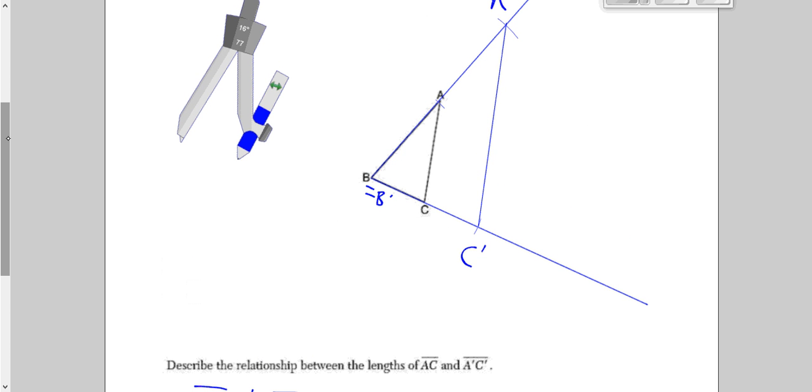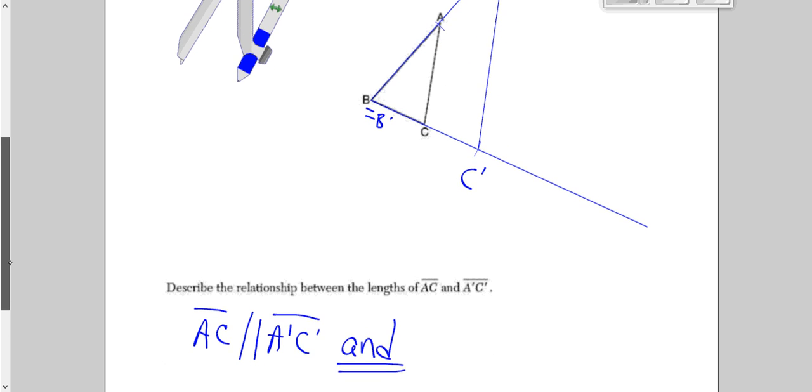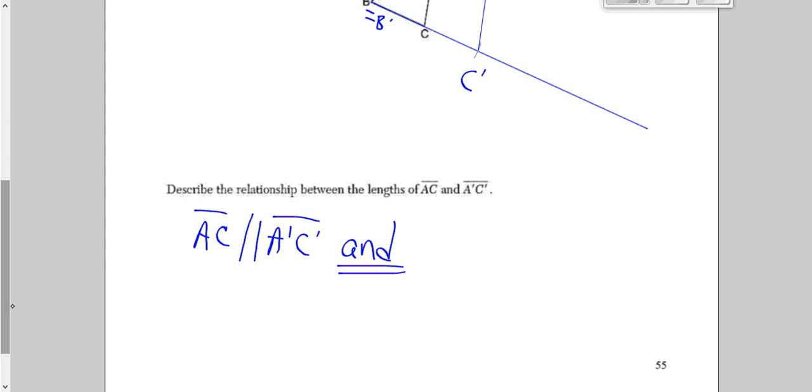How do they relate? What was the scale factor? 2. So double. Okay, so what do we say? That AC is double. So the new segment A prime C prime is equal to twice AB, isn't it? No, it's twice AC. Oh, I'm sorry, I wrote AB. Thank you. The image is twice the size of the pre-image.